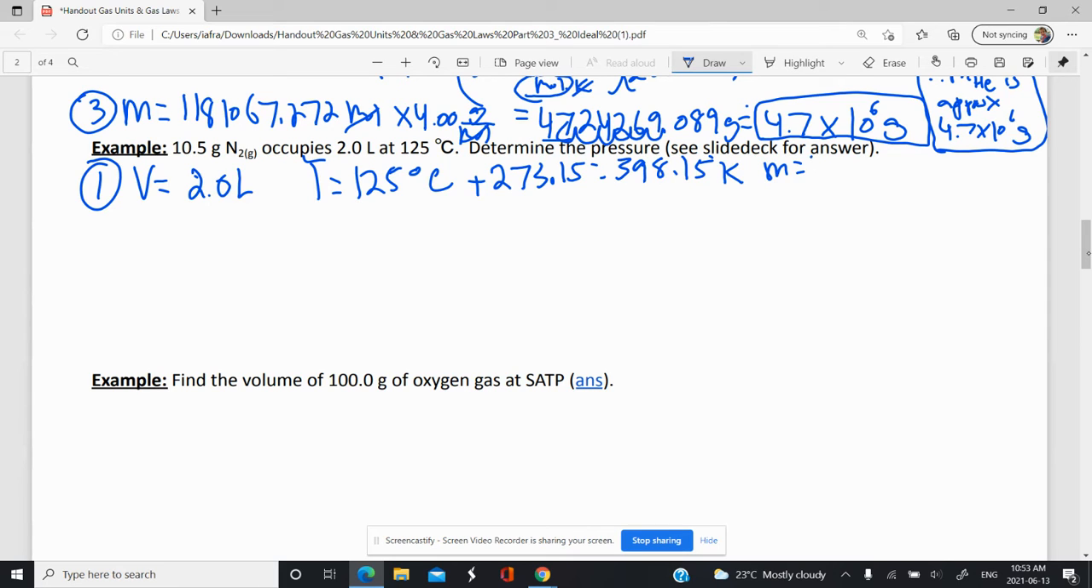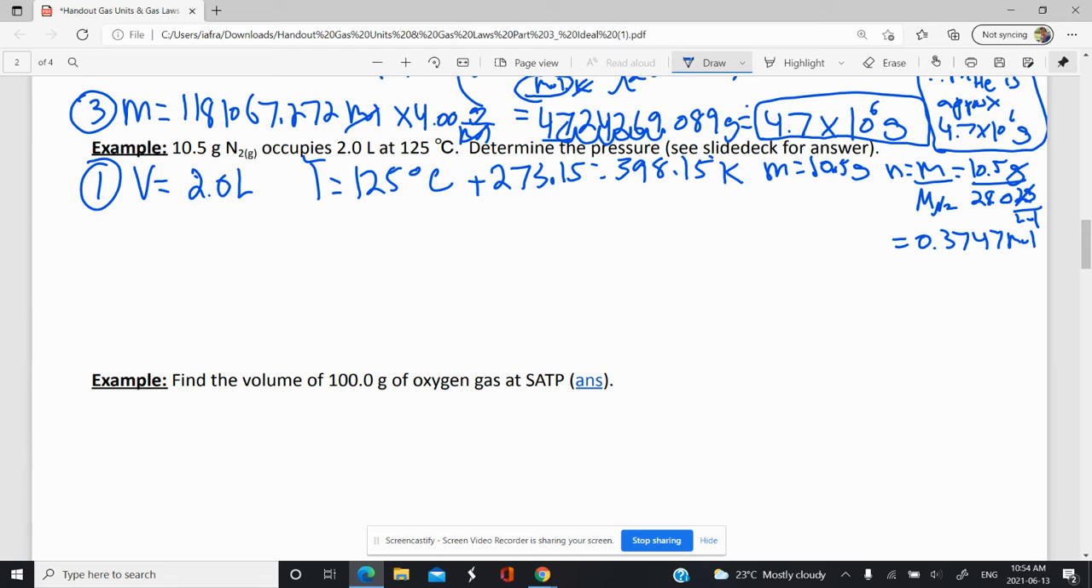And we don't have the number of moles, but we have the mass given to us. So our mass is 10.5 grams. And we can find the number of moles by doing mass over molar mass, which is the 10.5 grams over the molar mass of N2, don't forget, which is 28.02 grams per mole, because it's not just N, it's N2. Cross out grams, so we get 10.5 divided by 28.02, and we get approximately 0.3747 moles of N2. I have more digits in my calculator. I'll just keep it in there for now.